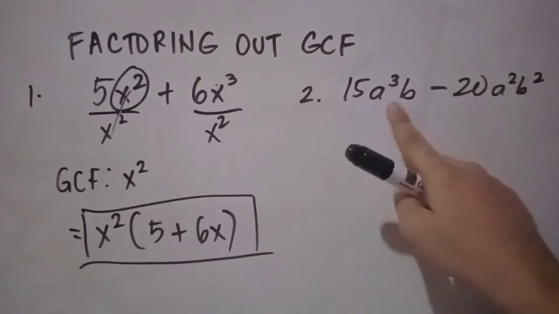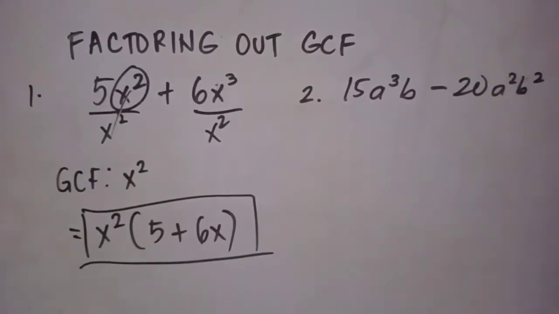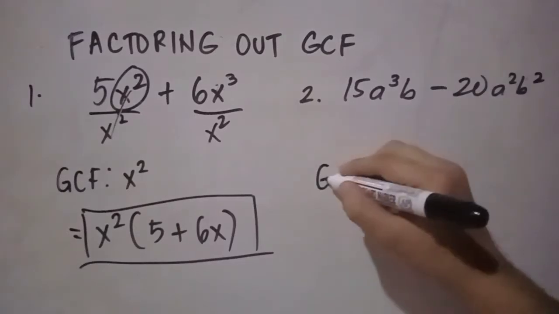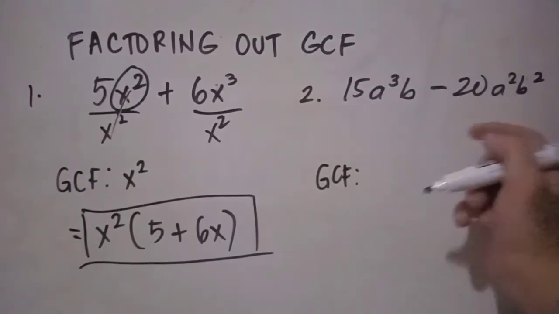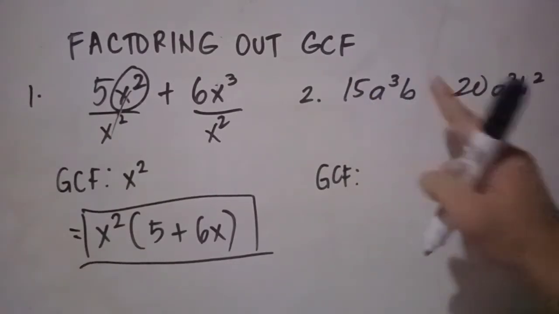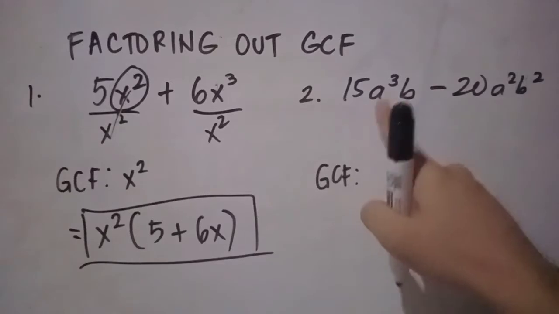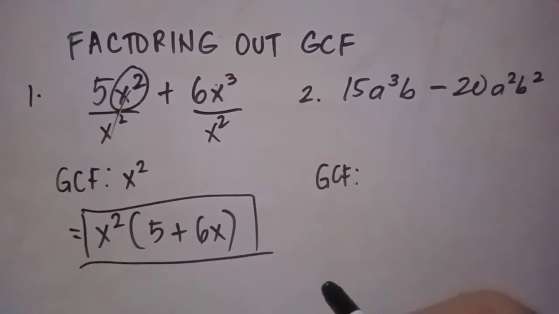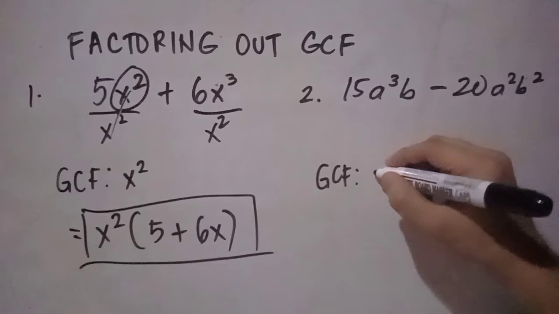Meron tayong 15a cubed b minus 20a squared b squared. So, yung GCF natin, kunin muna natin yung GCF, no? So, unahin natin yung numerical coefficients. So, 15 at saka 20. Diba? So, alam natin na yung 15 at saka 20 parehas na di-divide sa 5. So, yung GCF ng 15 at saka 20 is 5.